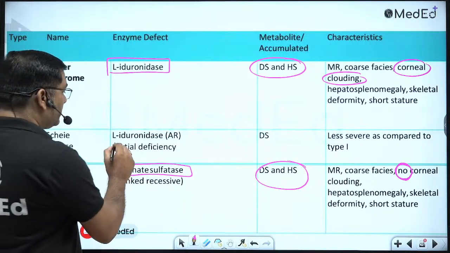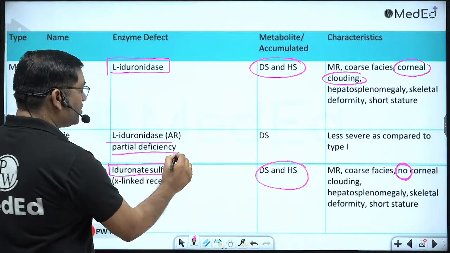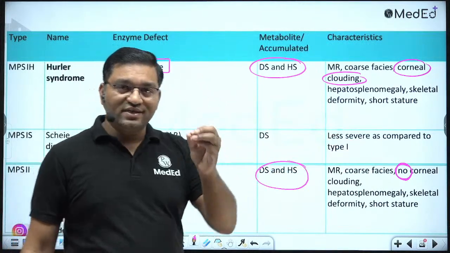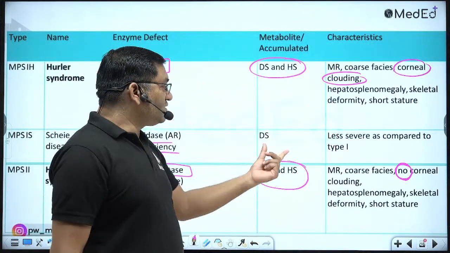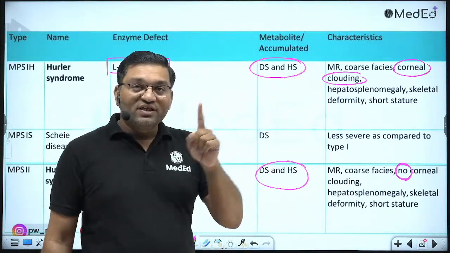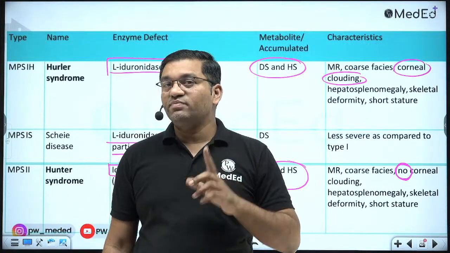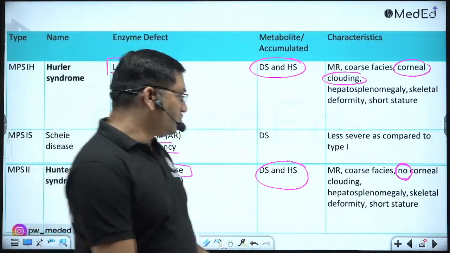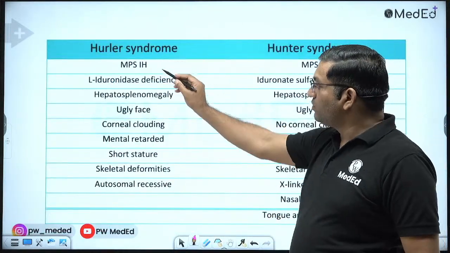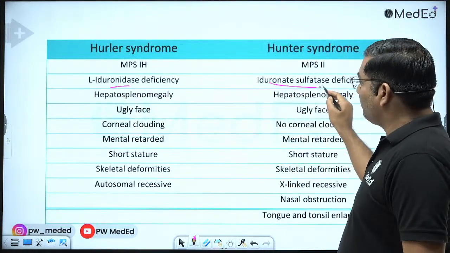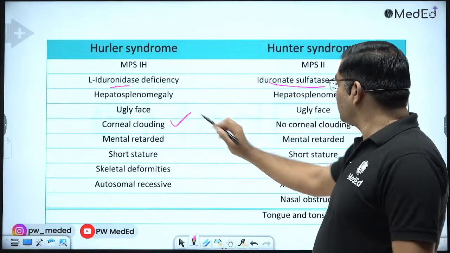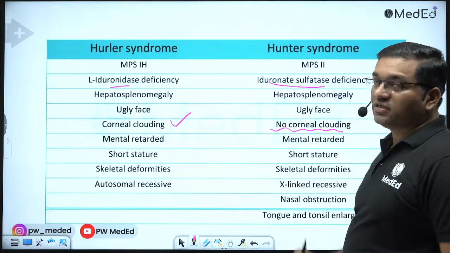It is because of a partial deficiency of iduronidase, and the symptoms are as in Hurler syndrome but less severe, and as there is no heparan sulfate accumulation, there is no mental retardation. Remember this, whenever there is heparan sulfate accumulation, it causes mental retardation. So remember these 2 disorders. There are others also. Hurler syndrome, iduronidase; Hunter, iduronate sulfatase. All symptoms are near about the same. There is corneal clouding in the Hurler syndrome and no corneal clouding in the Hunter syndrome.